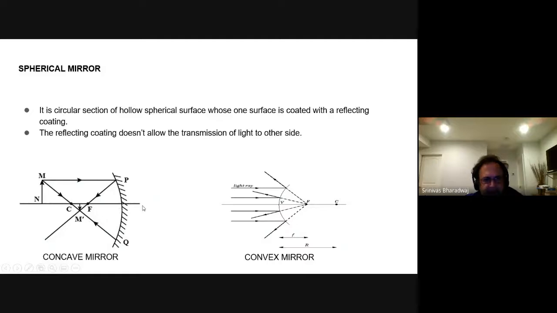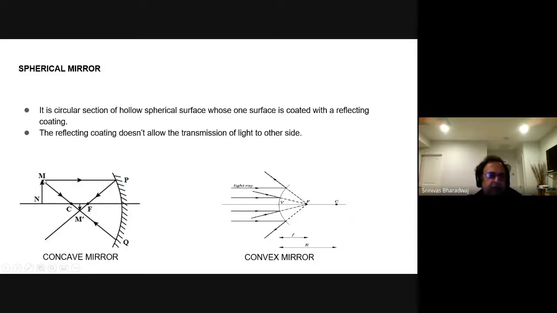So this line passes through the center. This line is the radius which passes through the center of curvature of the mirror, and that center of curvature of the mirror is called C. Remember, this is an arc in a circle. PQ is a part of a circle. Now, the reflecting coating will not allow the light to go anywhere but be fully reflected.